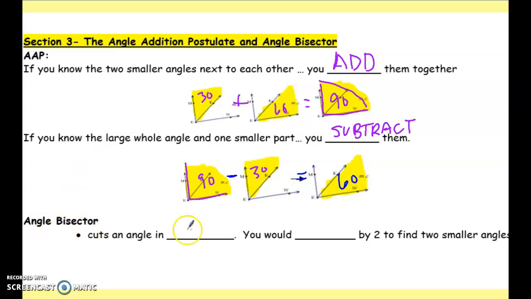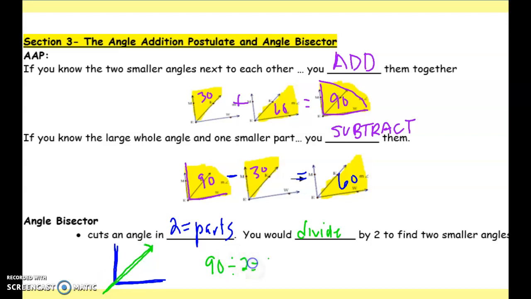We also talked about angle bisectors. Basically, a bisector is a ray that cuts an angle into two equal parts. So if I have an angle that measures 90, and I have a bisector that cuts it in half, in order to find the value of both sides, you would divide by 2. So my blue angle is 90 degrees. If I was told the green ray here is a bisector, I would divide it by 2, and 90 divided by 2 is 45. So that's going to tell you both angles are 45, but they're equal.